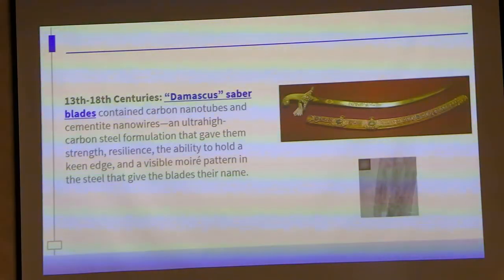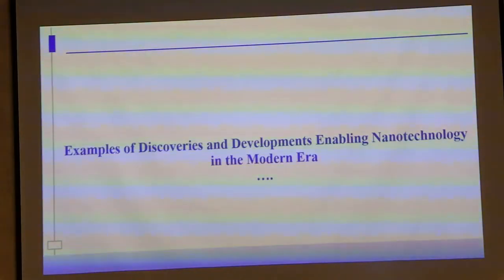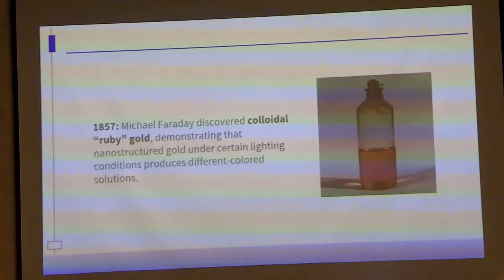Another example, when we move towards the 18th century, because at that time we had a lot of wars, these swords were very unique. They had a very unique nanostructure, like very, very thin sheets, and that's why they were super sharp and strong too. So those were the examples from the pre-modern era, but what about the modern era?